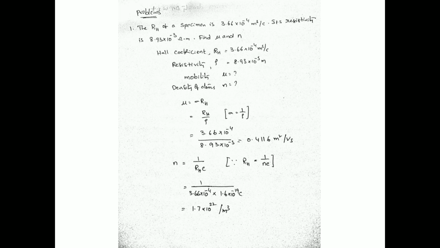Then you find the density of atoms. N is equal to 1 by RH e. This is from RH is equal to 1 by Ne. Hall coefficient RH is equal to 1 by Ne. This is the formula. You substitute in place of RH and e, you obtain the density of atoms. This is the first problem in semiconductors.